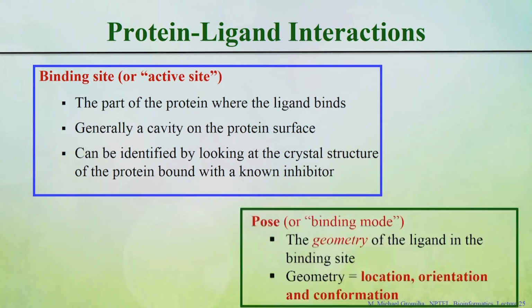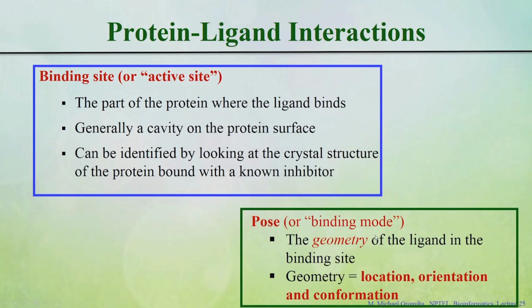The second thing is the binding mode. What is the binding mode? This will give you the scoring. So, we need the binding site, then the second one we need the binding mode or the pose, and based on that the ligand can bind and we can score whether the ligand can properly fit or not. So, what is the binding mode or the pose? This will give you the geometry of the ligand in the binding site.